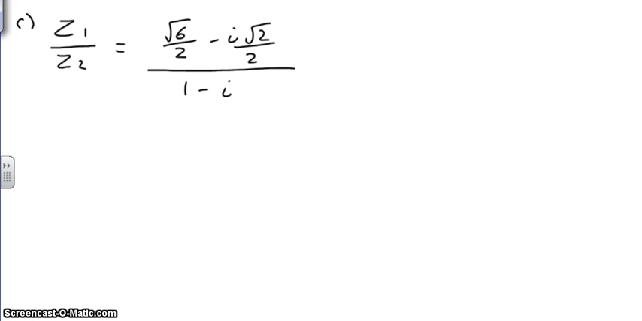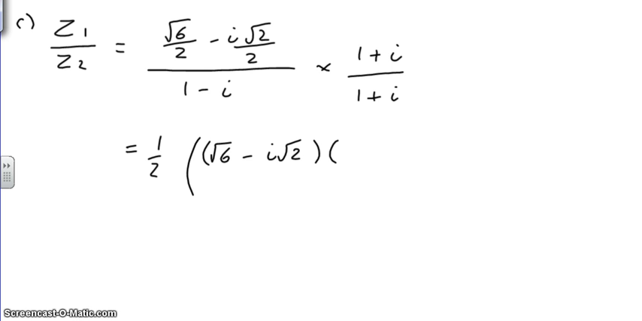Now, obviously we don't like complex numbers on the bottom of a fraction, so we multiply top and bottom by the complex conjugate, 1 plus i. And simplifying, we can take out a factor of a half from the top. And then we're left with root 6 minus root 2 i times 1 plus i on the top, and on the bottom, as you can see, a number multiplied by its conjugate is its modulus squared, so that's just 2. You should be able to do that very quickly. You should get familiar with complex numbers to do that.